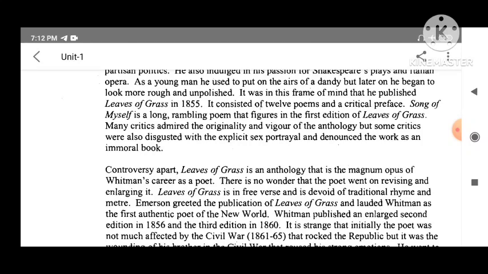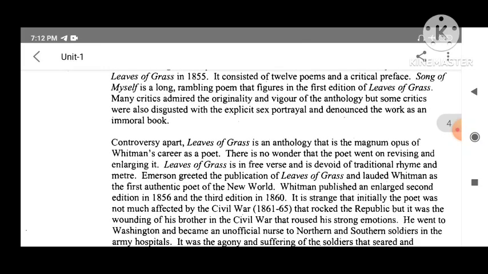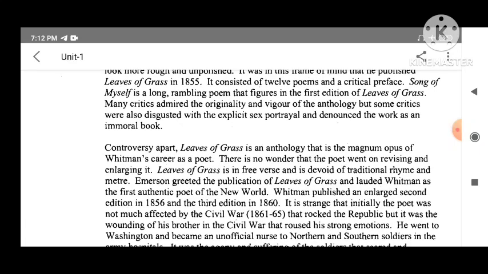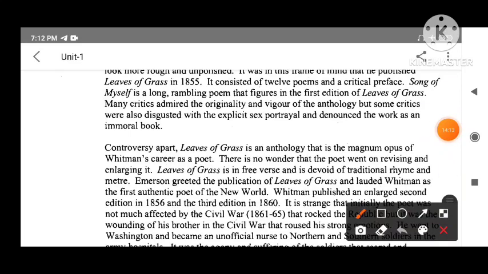So Song of Myself is a long, rambling poem that figures in the first edition of Leaves of Grass. Many critics admired the originality and vigor of the anthology, but some critics were also disgusted with the explicit sex portrayal. So here is the main key point. You can note down Leaves of Grass and Song of Myself.